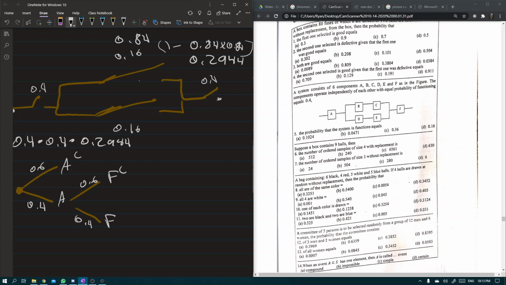So then the answer is just going to be 0.4 times 0.4 times 0.2944, which is this works times all of these working times this working. They all need to work for the circuit to work. So 0.4 times 0.4 times 0.2944, and you get 0.0471. So the answer is B. You understood that, or do I explain it again?